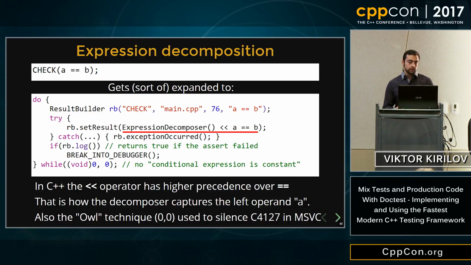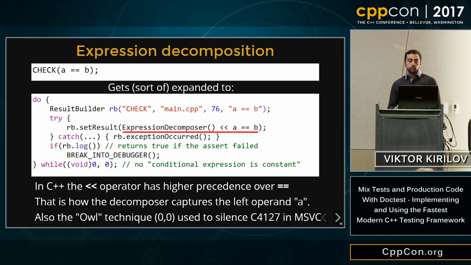So here, first inside of the do-while loop, we construct a result builder object, and we initialize it with information about where the assert was written, which we will use later. And then inside of a try block, we'll evaluate the expression. If anything happens, we'll catch the exception and translate it, as I'll show later. And then if the assert has failed, either because the values are not equal or something threw, we break into the debugger right here.